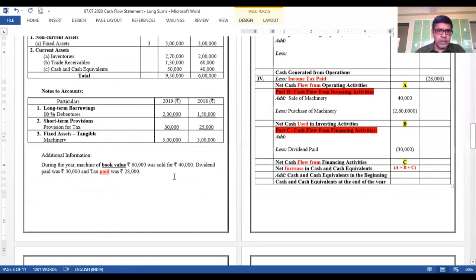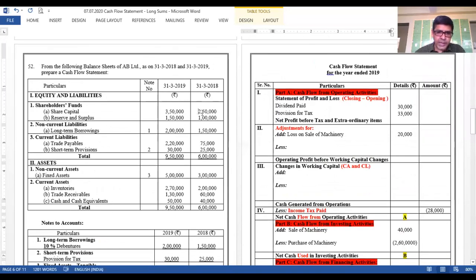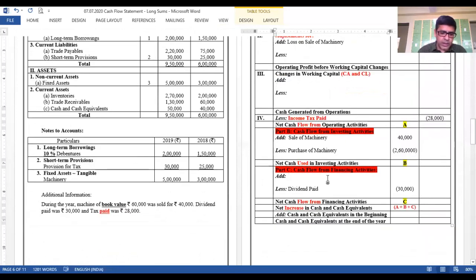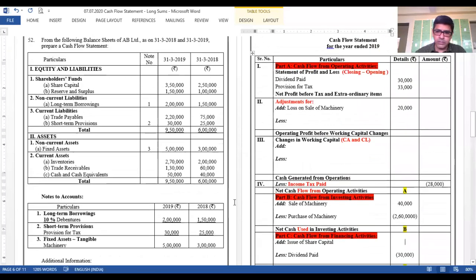Now let us focus on the balance sheet. Share capital 2,50,000 has become 3,50,000. It has increased. That shows the issue of share capital. Let me put it in financing activity, and I shall add over there issue of share capital. Amount is 2,50,000 to 3,50,000, that is 1 lakh rupees.